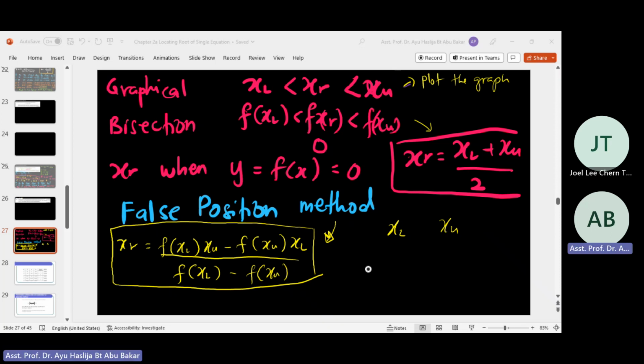Try to do this question using bisection, false position, and also graphical. Make sure you know all the methods, because in the midterm, I can ask any of these. Okay, so this is the second question. This one is from a previous midterm or final exam, I don't remember.